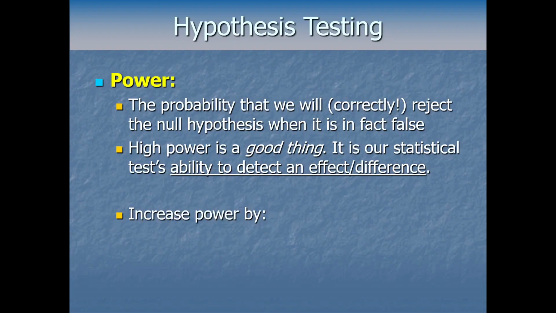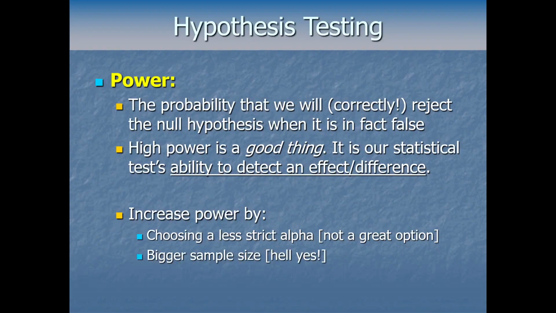But we can shift those probabilities so we can get better power, and thus lower beta, by doing stuff like choosing a less strict alpha level. That's one option. It's not a good one. It's not a good option because we usually want to stick with that 0.05 unless we've got a good reason to change the alpha level. But also you can use a bigger sample size. And this is usually the best way you can increase power, and in doing so also decrease beta. As long as you can afford the time and the cost, a larger sample size is basically always better.